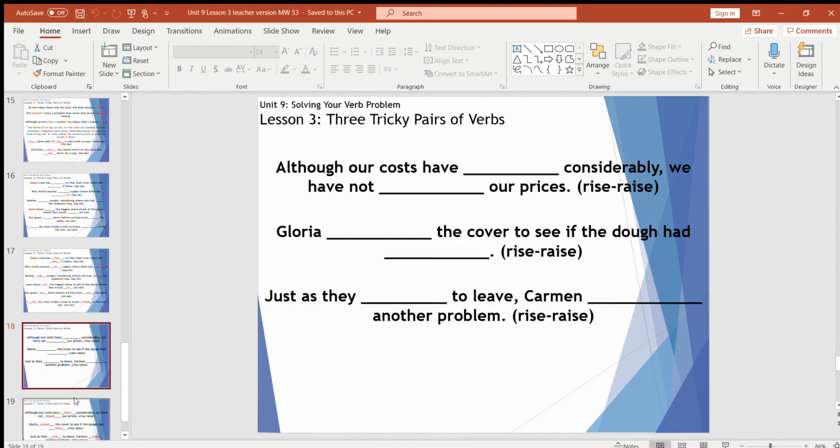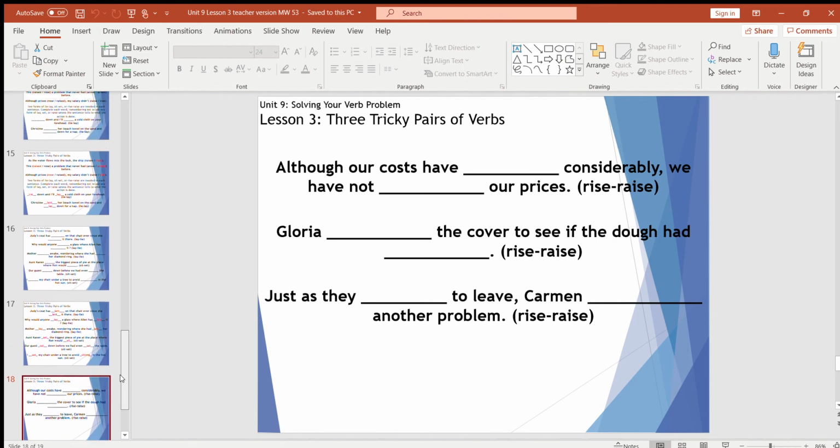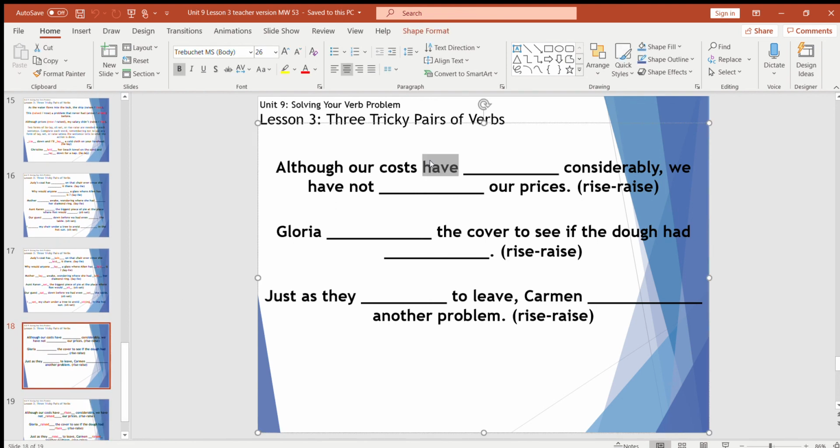And last one's rise and raise. Although our costs have blanked considerably, we have not blanked our prices. So although our costs have, keyword here, participle, have risen considerably, right? They have gone up by themselves, but we have not raised, R-A-I-S-E-D, our prices, because we didn't do it to them, they did it to themselves.